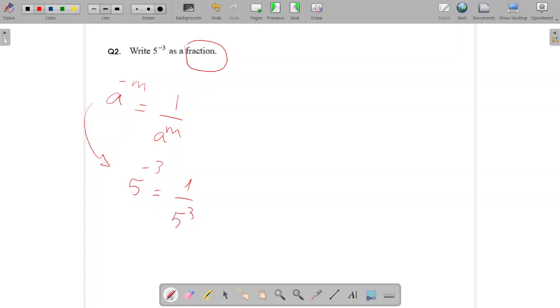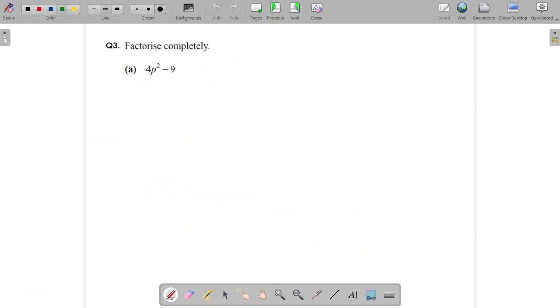Some of you did it to this step and stopped. But you need to simplify the 5 to the power of 3, because 5 to the power of 3 actually means 5 multiplied by 5 multiplied by 5. And when you do that, you will discover that the answer is 1 over 125. This is the answer. This is as simple as you can write it.